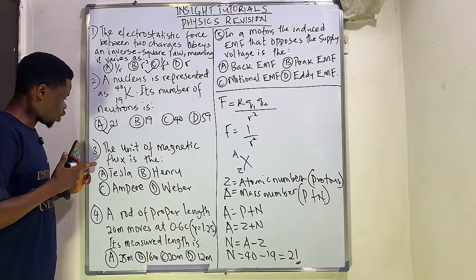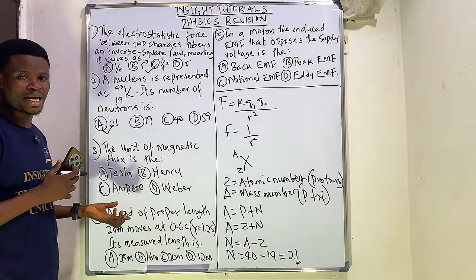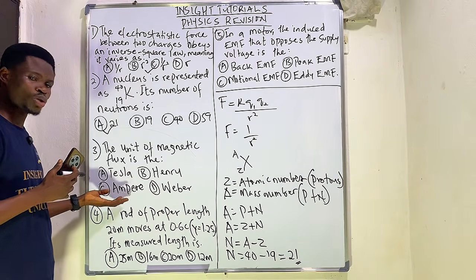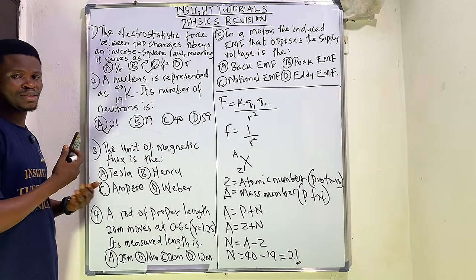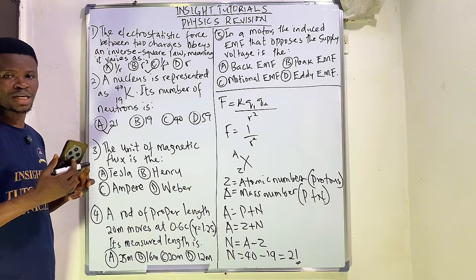All right, option C, we all know that Ampere is the measurement unit for current. Henry here is what you use in measuring inductance.